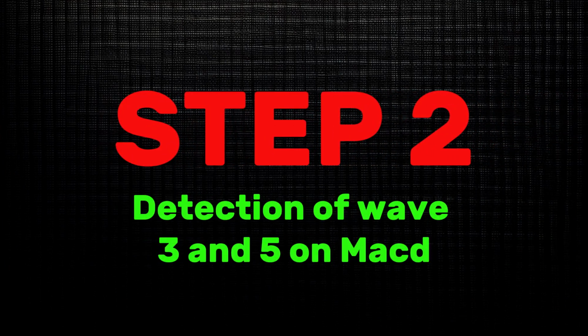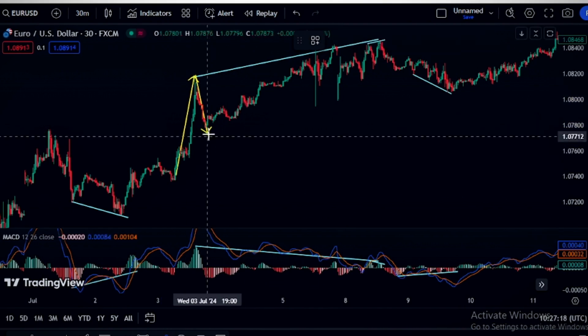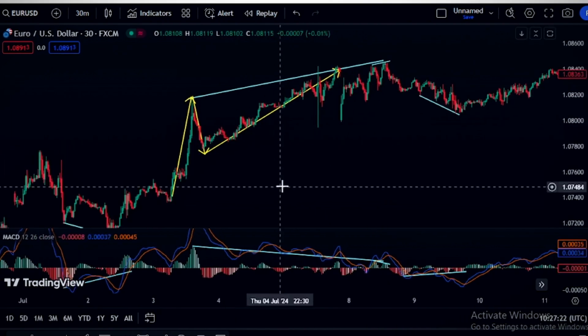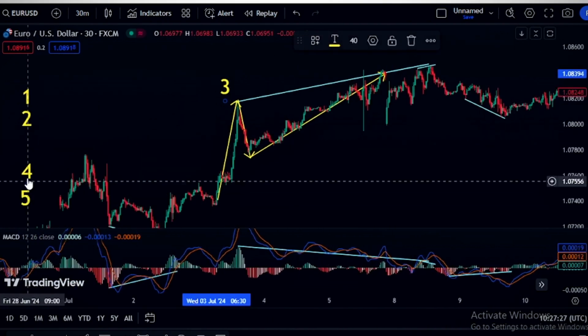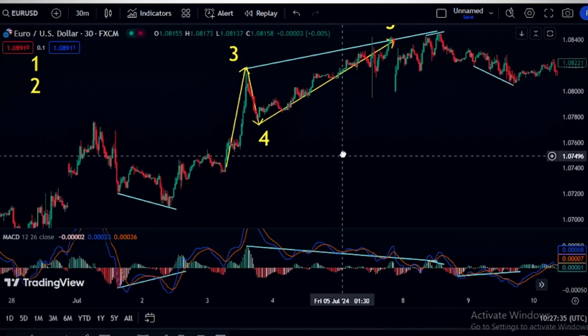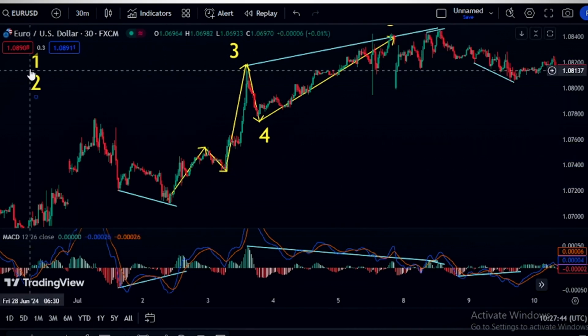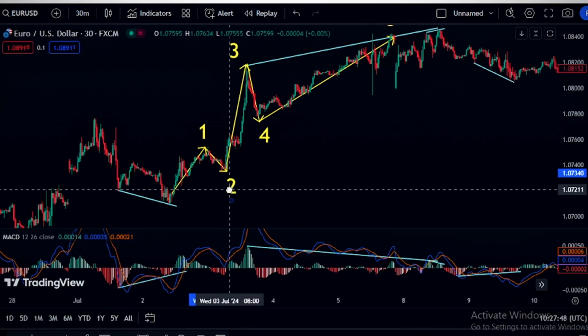Step 2. According to the 2 waves that we found in the previous step, we consider the first wave as the hypothetical wave 3 and the second wave that created the divergence as the hypothetical wave 5. In this case, there must be 2 waves before wave 3, so these waves we consider hypothetical wave 1 and hypothetical wave 2 respectively.